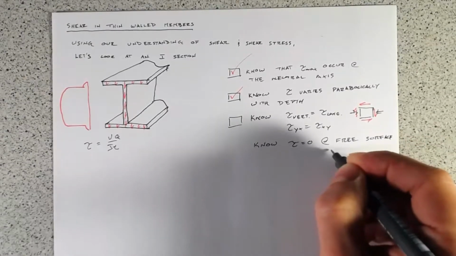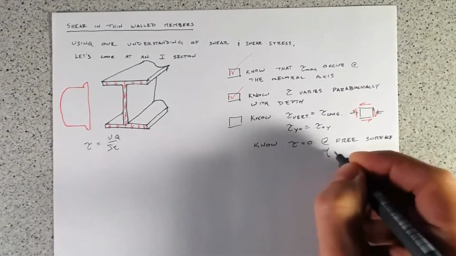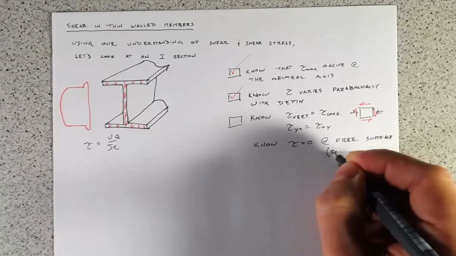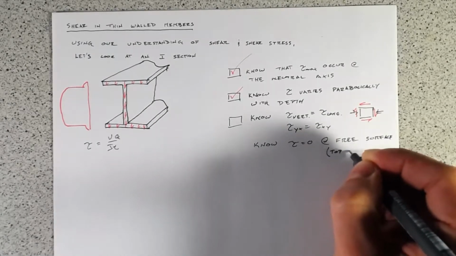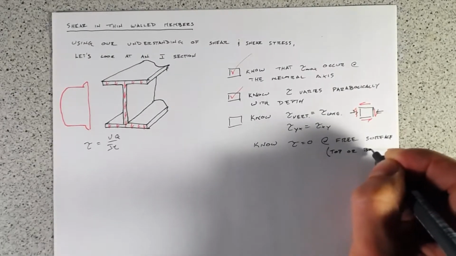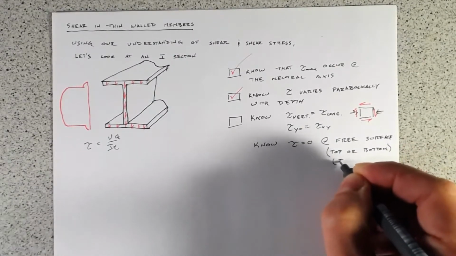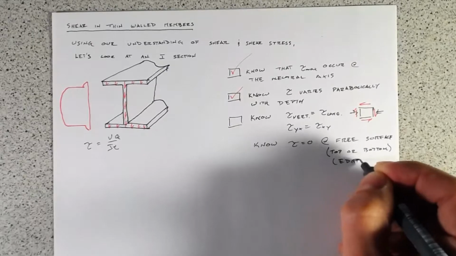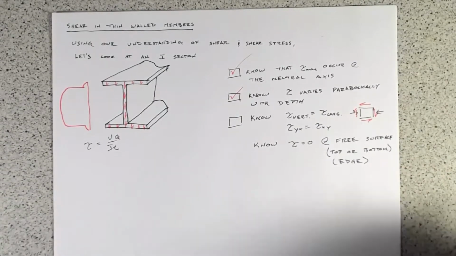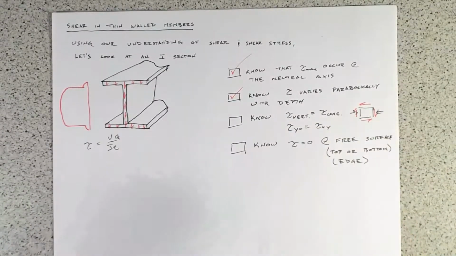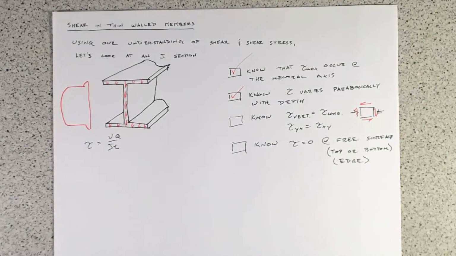And so you can think of free surface as kind of like a top or bottom, or you can also think of it like an edge. So, well, let's look at these last two. This is kind of where things fall apart a little bit.